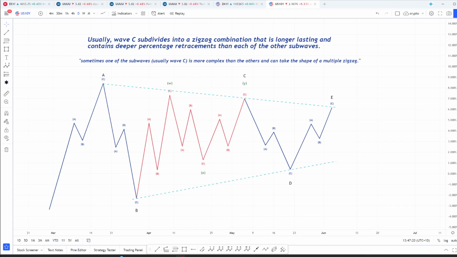So to start off here, usually wave C subdivides into a zigzag combination that is longer lasting and contains deeper percentage retracements than each of the other subwaves. A little snippet here from the Elliott Wave Principle where they mention that sometimes one of the subwaves, usually wave C, is more complex than the others and can take the shape of a multiple zigzag. So here we just have a multiple zigzag in the C wave position, as notated by W, X, and Y. Now just take note that the length of time that it's taken for the C wave to complete is much longer than any of the other subwaves. Also, the retracement levels through these zigzags are much sharper than their counterparts.